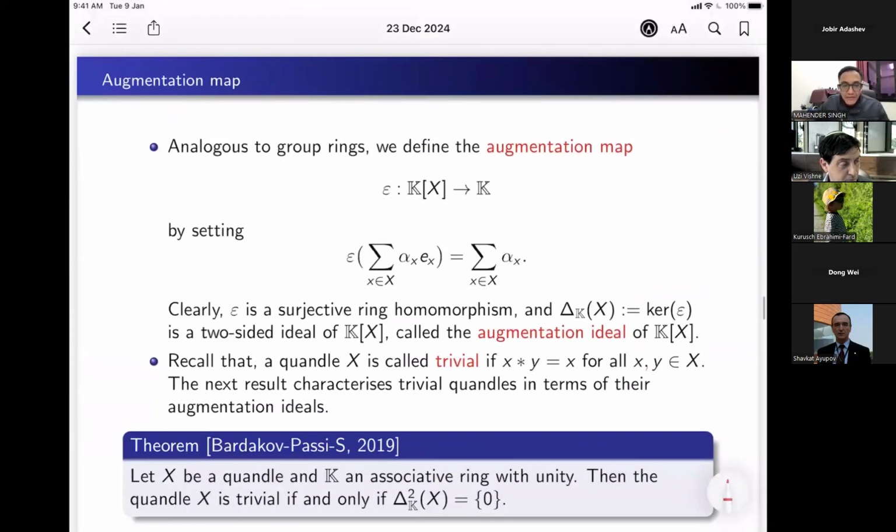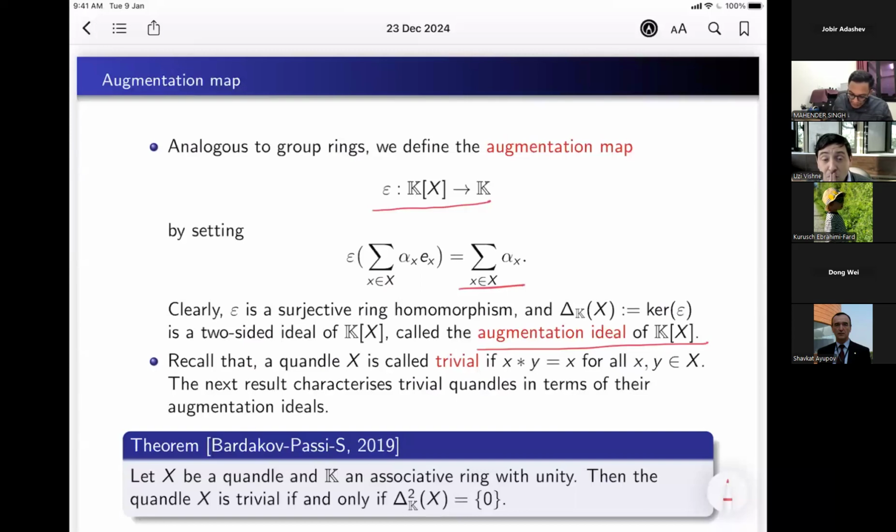Just as we have in the case of a group ring or a group algebra the augmentation map, similarly, we have an augmentation map here. We just take ε of summation α_x E_x to be the sum of the coefficients. One can easily show that it's actually a ring homomorphism, and the kernel is an ideal, which we call the augmentation ideal. In terms of this augmentation ideal, one can give a very nice characterization of when a quandle is trivial. It's a very simple observation.